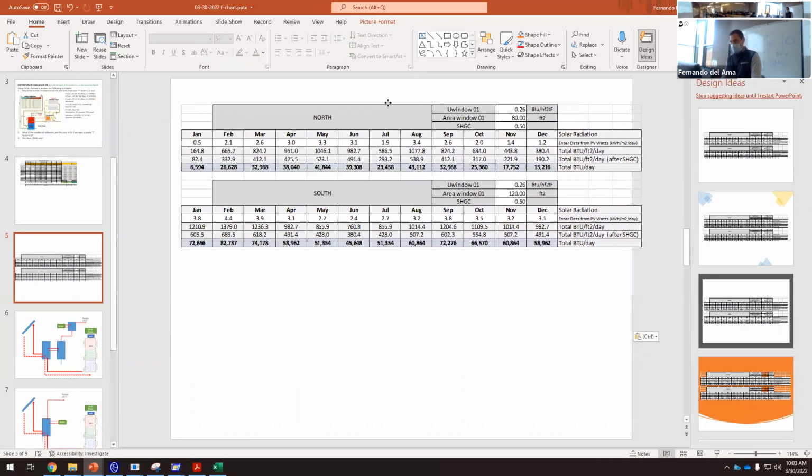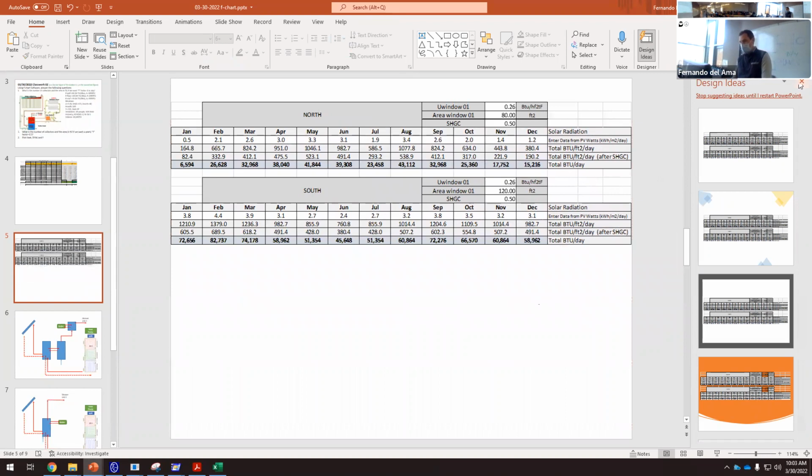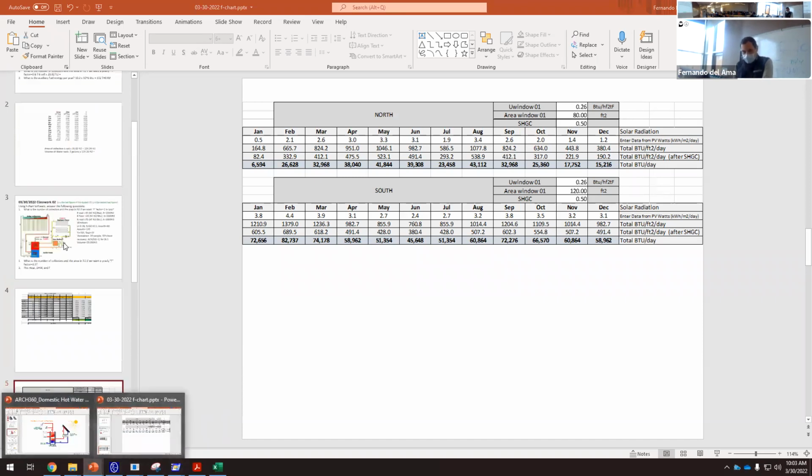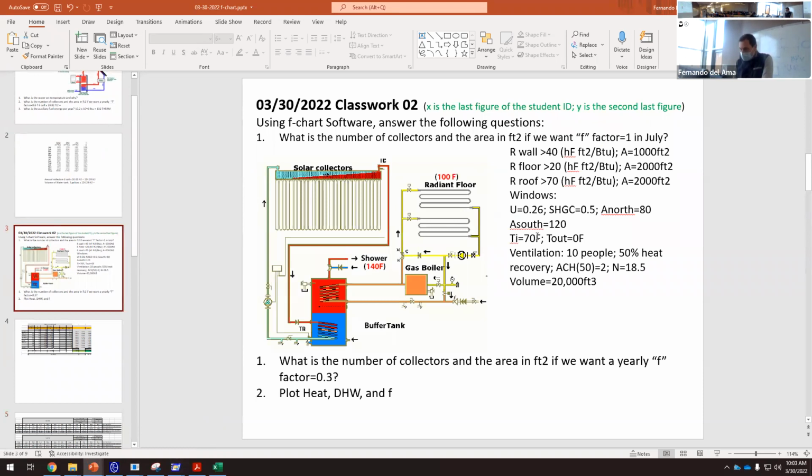So this is the chart of the windows. I have to check that the U value and the solar heat gain coefficient in the area of the windows are the correct ones. What's next? Ventilation, I think.